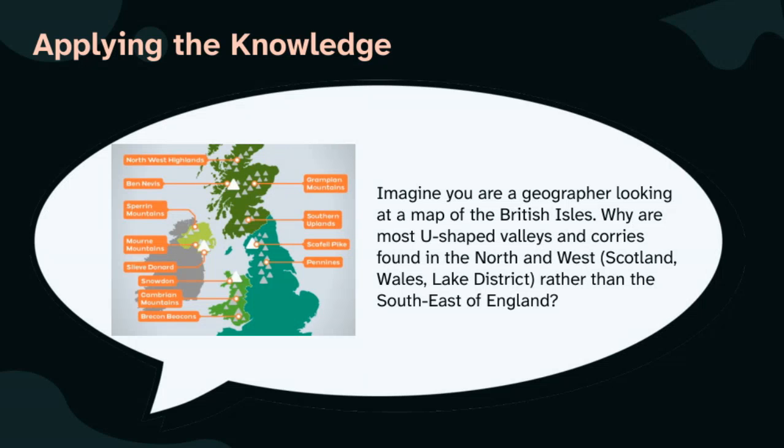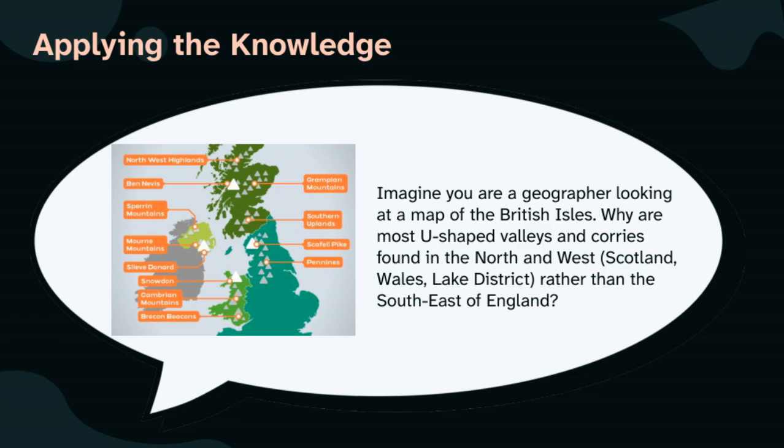Now we are going to apply today's knowledge to the British Isles. The question is, why are most U-shaped valleys and corries found in the north and west, places like Scotland, Wales, and the Lake District, rather than the southeast of England? There are several reasons. First, the north and west contain more upland areas. Higher altitude means colder temperatures, which helped snow survive and accumulate during the Quaternary.